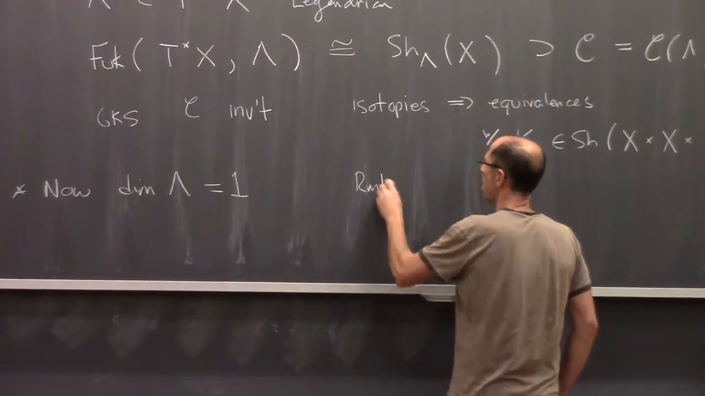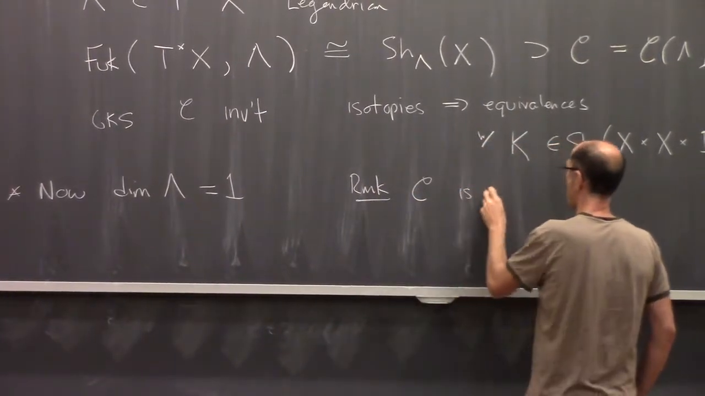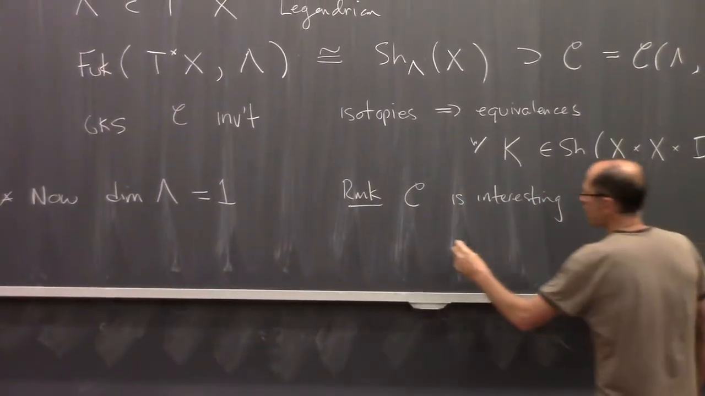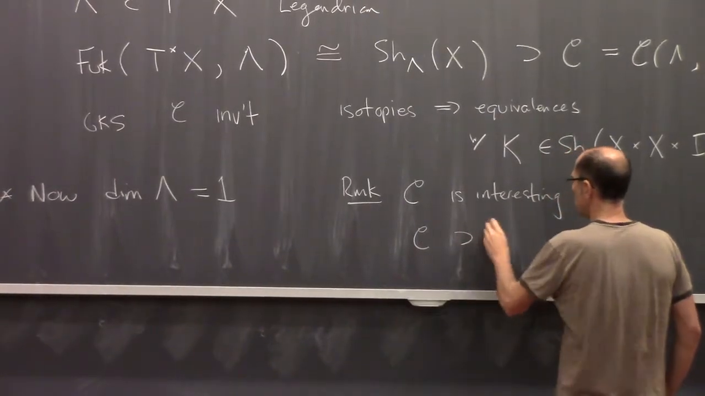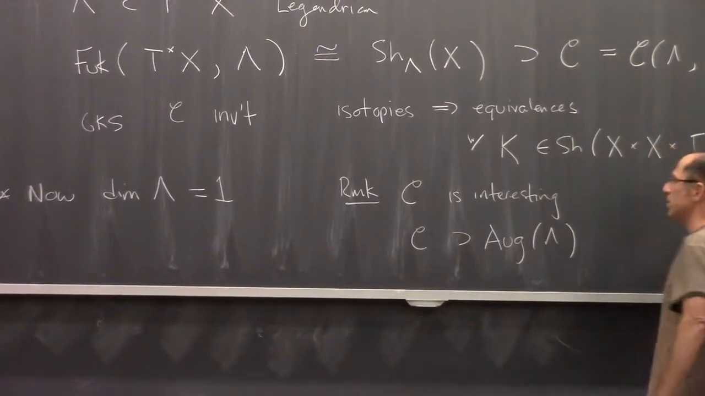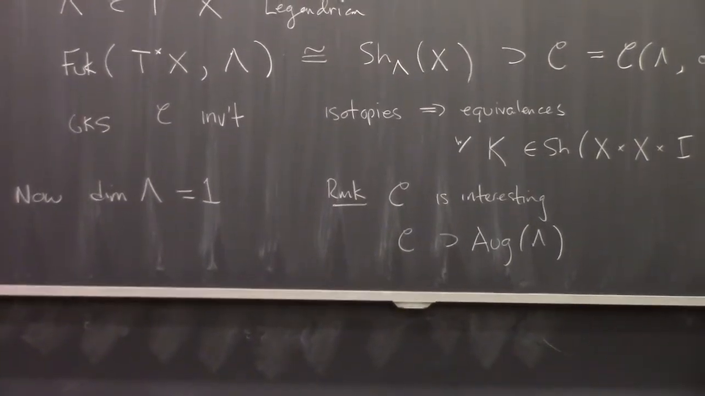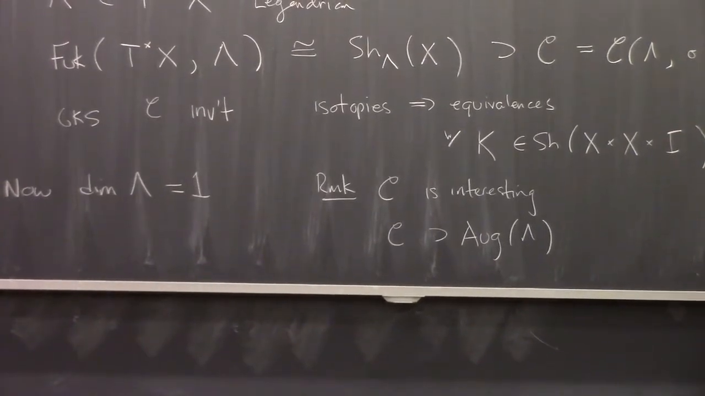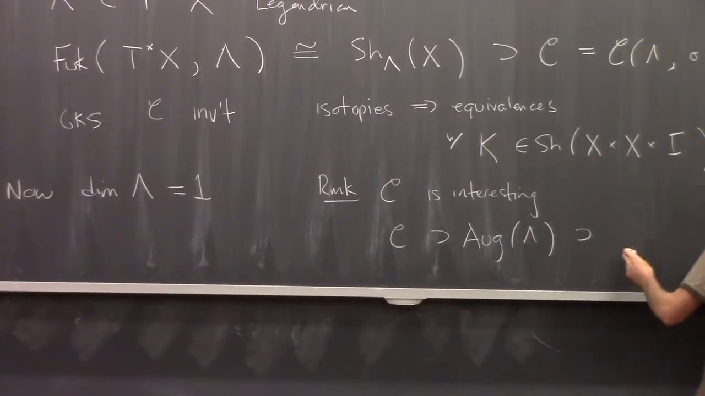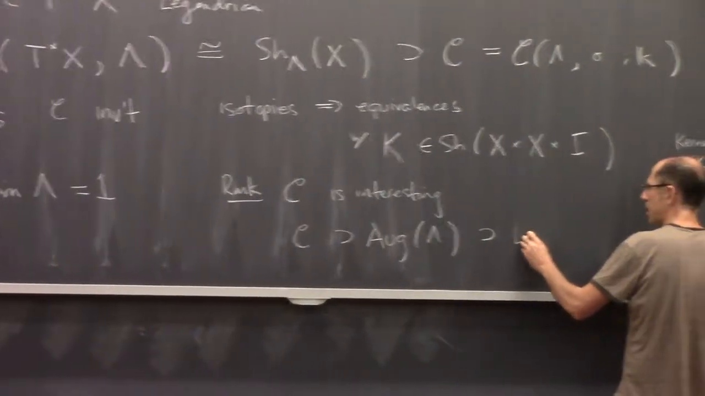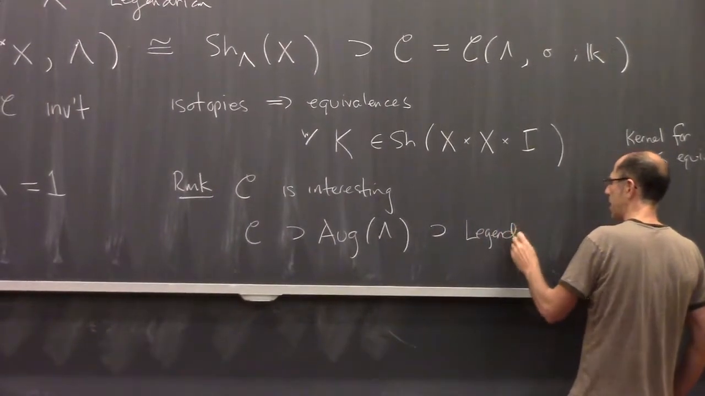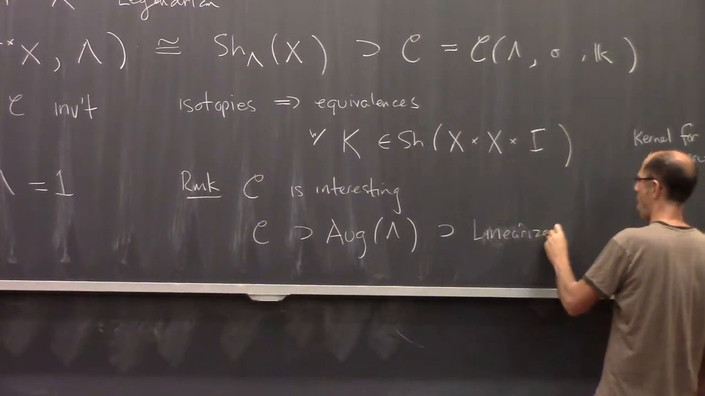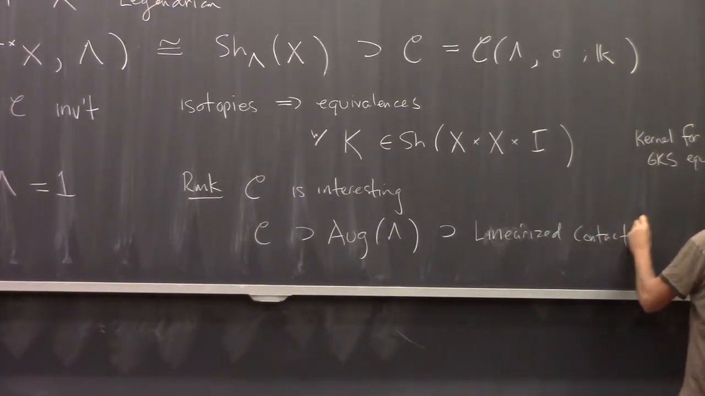And maybe just a remark, this category is interesting. For example, it includes the category of augmentations of the knot, which is something that people in symplectic geometry study. And if you're not familiar with that, the augmentation category includes the whole technology of linearized contact homology of the knot.